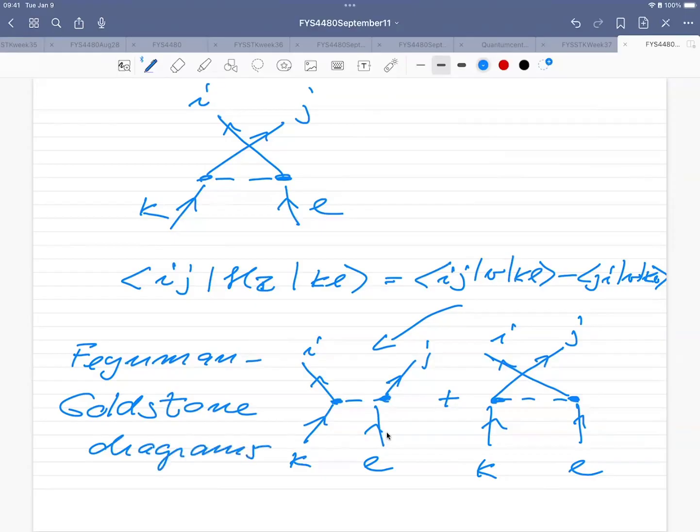Now, we discussed also a more compact notation where we could bring together what we call the direct term and the exchange term, which is this one.